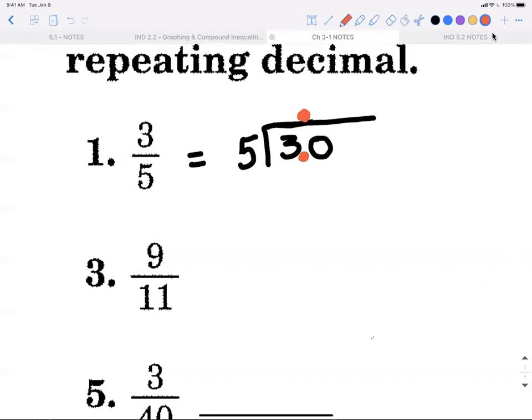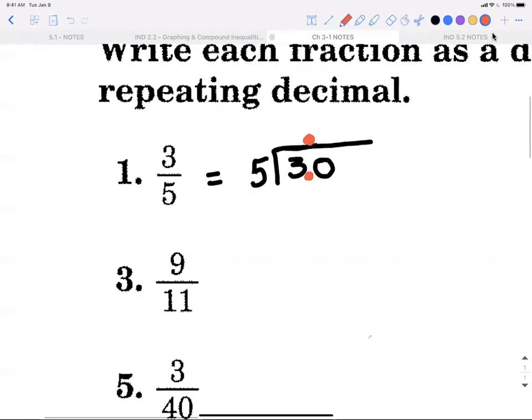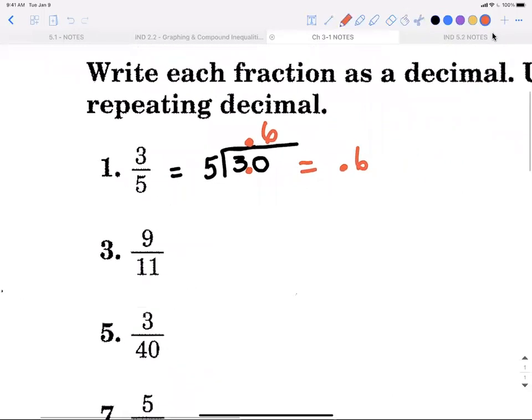Now we have 5 going into 30. How many times does 5 go into 30? 6. All right, so there's our answer. 0.6. And sometimes you'll see it as .6. It means the exact same thing. And for me, I don't care whether or not you put the 0 or not. It doesn't matter to me. As long as you've got 0.6 in there, we're good.